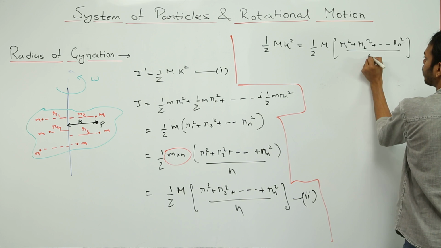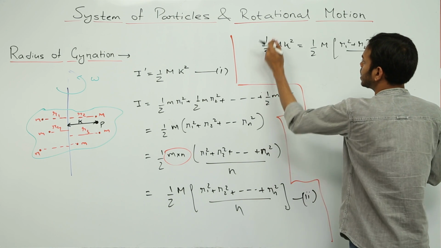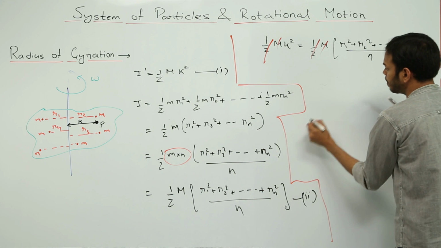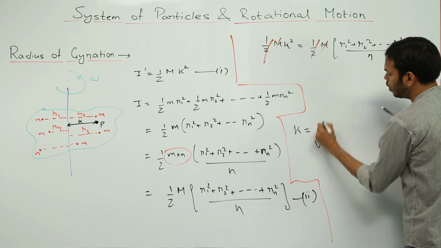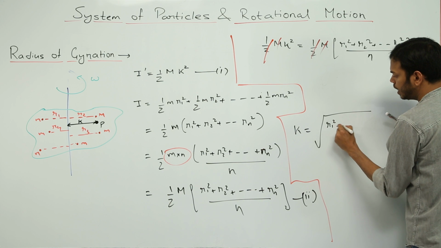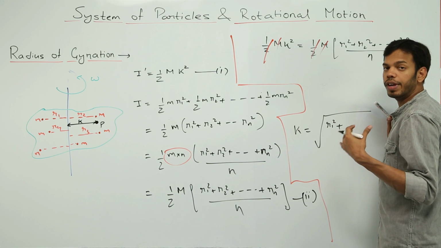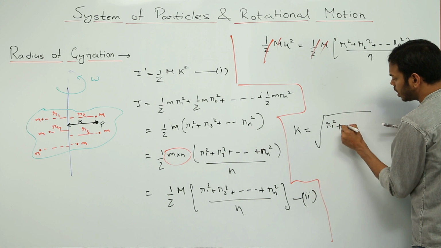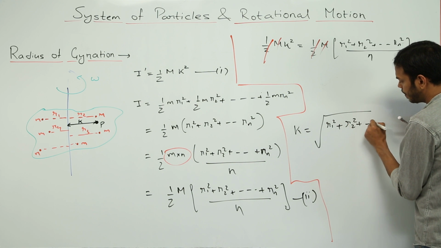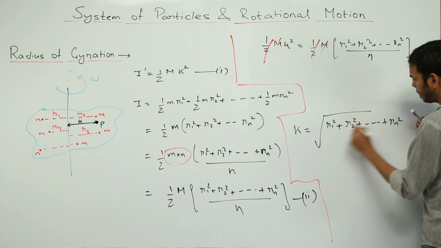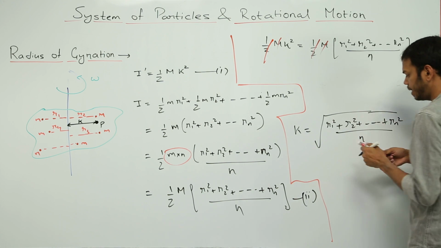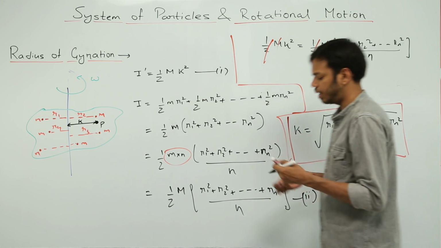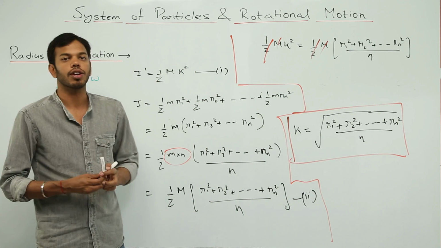square divided upon n. So these things get cancelled out and I am left with k square is equal to this term. That means k is equal to under root of the squares of individual distance of each particle, their addition divided by total number of particles, upon n. This is the radius of gyration for a given distribution of particles across a rigid body.